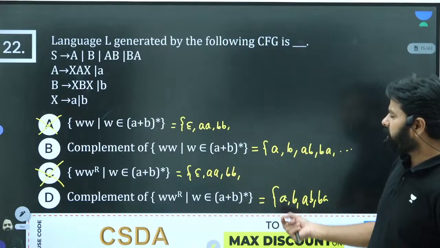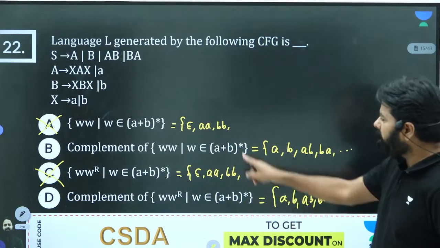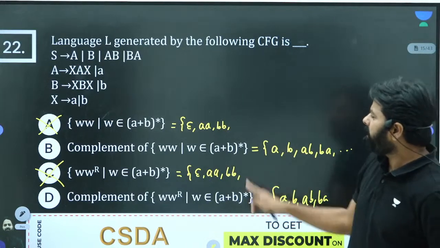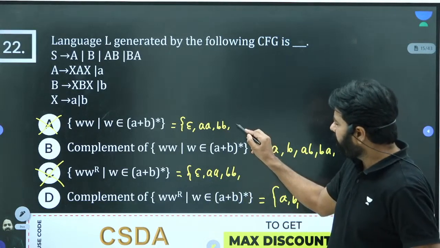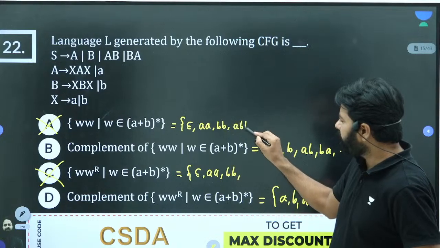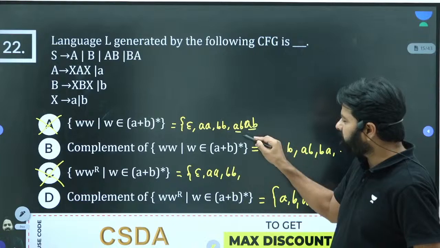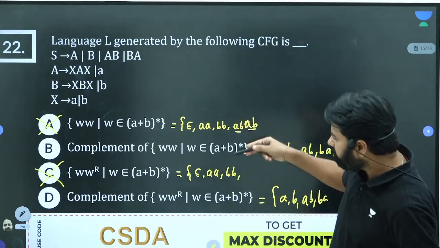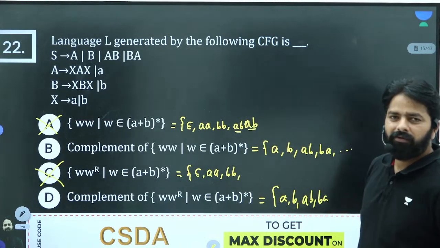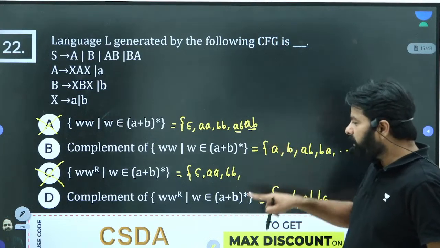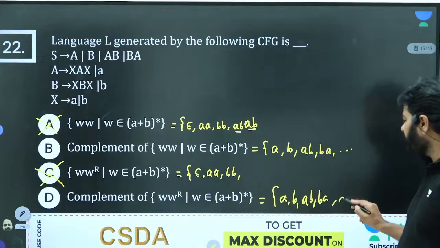Just look at one string which is different in both of them; its complement will also show the difference. Okay, WW, I'm just writing here. If you write AB, then reverse AB again, you should write here. AB is present here, then its complement, definitely this should not be there. Correct? And here AB will not be there. So in its complement, definitely AB will be there.